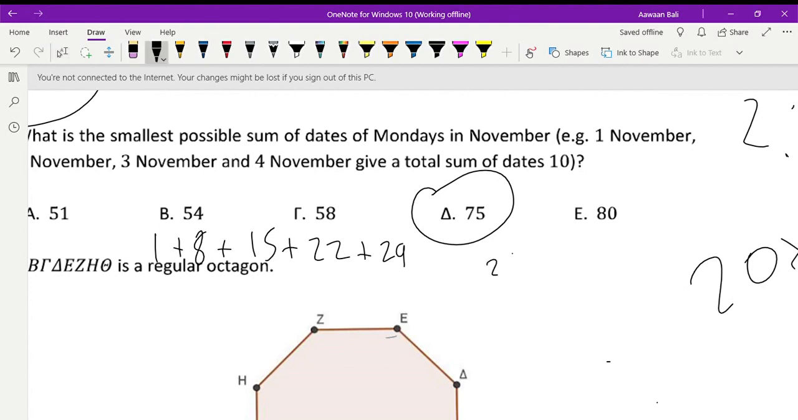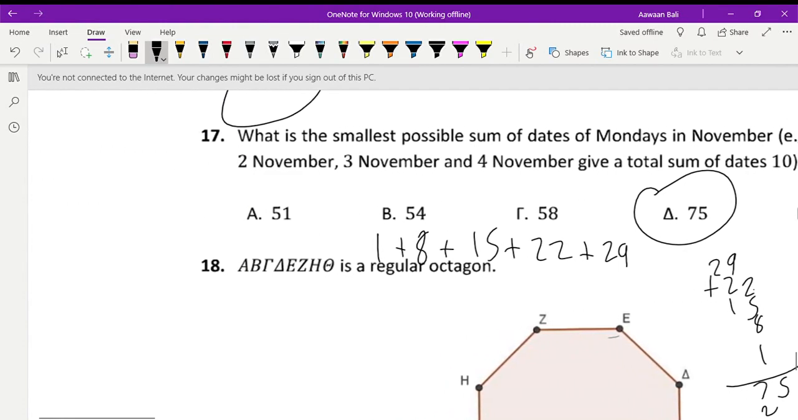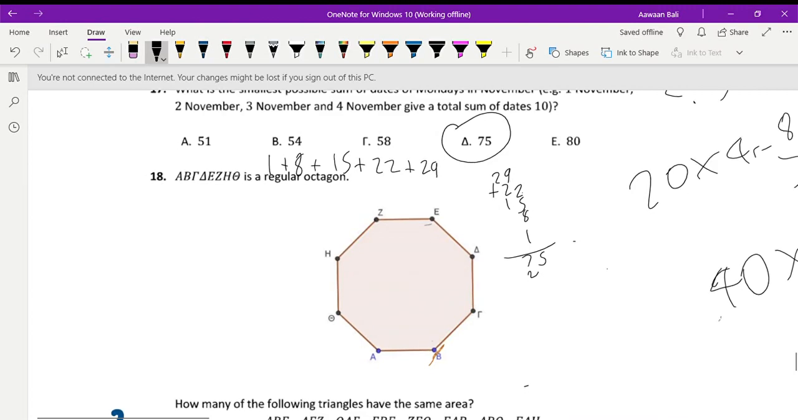So basically 29 plus 22, 15, 8, 1. 9 plus 2, 11 plus 5, 16. Plus 8 is 24, plus 1 is 25, then you put the 2 here. 2 plus 2, 4, plus 1, 5, plus 2, 7. So therefore the answer is delta, 75. Easy, right? Now let's go with the next one.